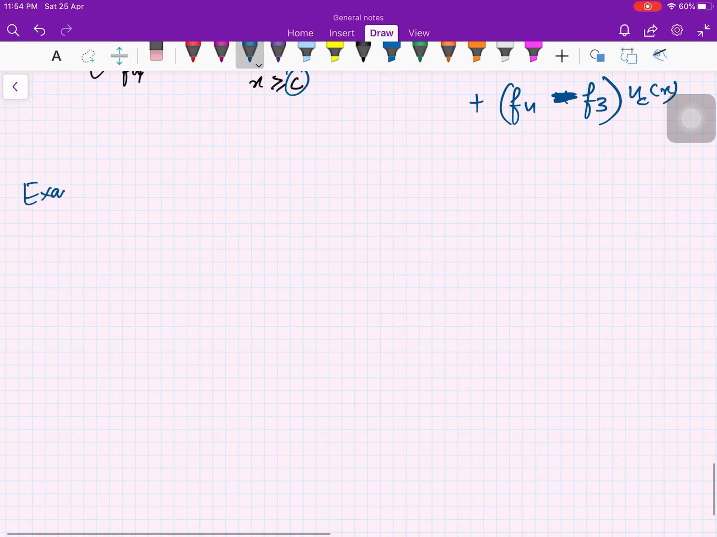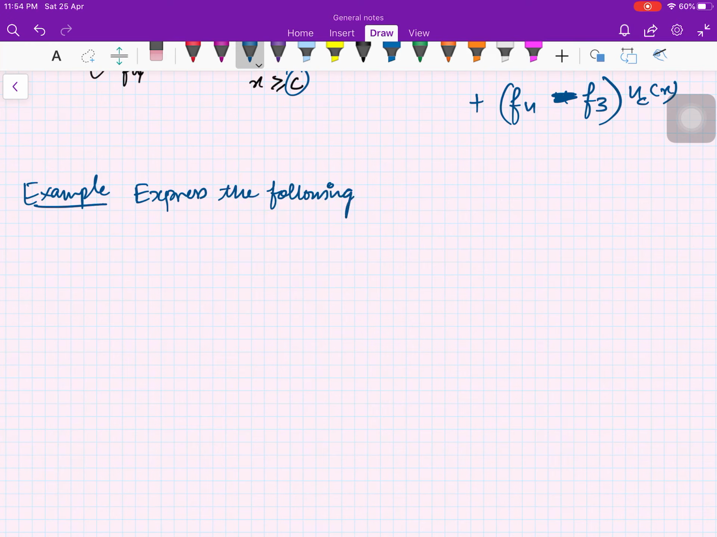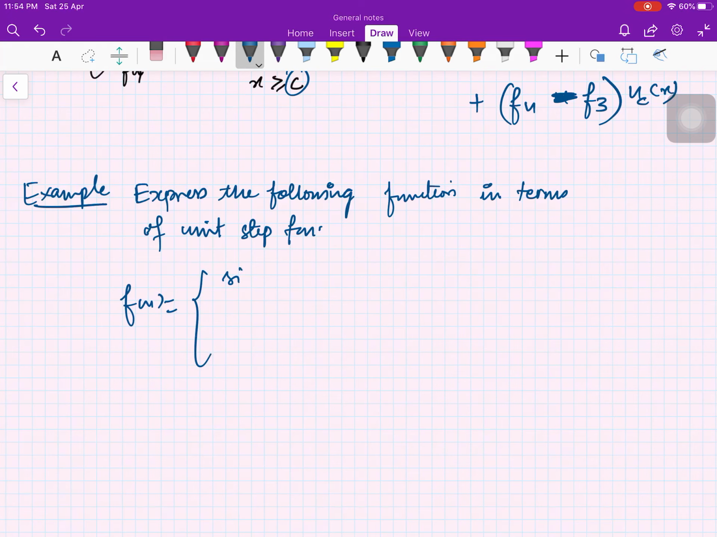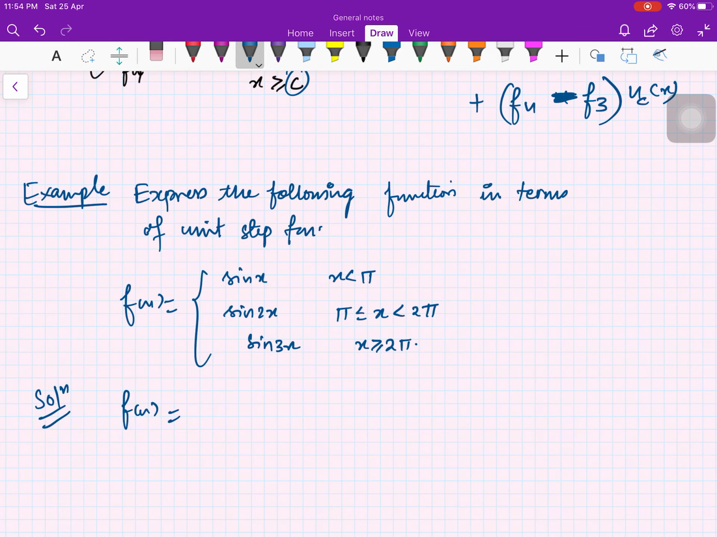So let us do one example. Express the following function in terms of unit step function. You have f(x) equal to sin x for x less than pi, sin 2x for pi less than or equal to x less than 2 pi, and sin 3x for x greater than or equal to 2 pi. So this is quite simple.